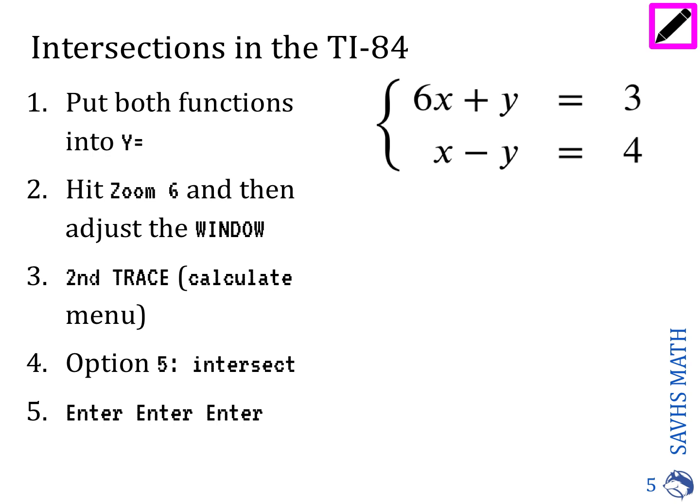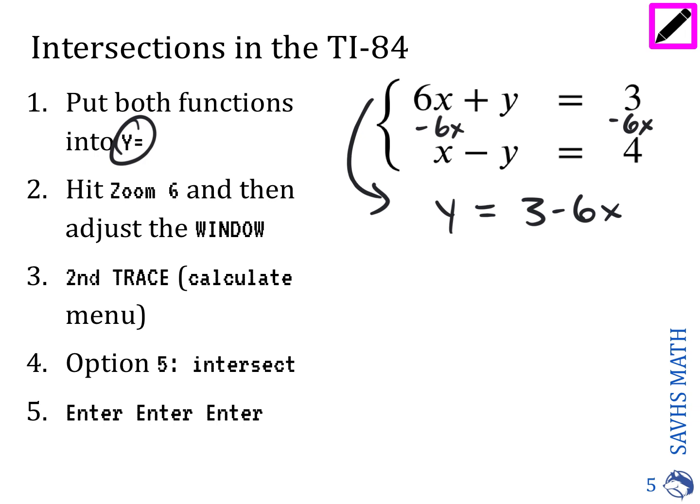We can do all of this on the graphing calculator, and so I'm going to put this on my screen. I'm going to do the work that I need to do before I can put it in my calculator, and then I'm going to switch to a new screen that will actually show you how to do it on your calculator. So I'm going to solve for y. And I know that I need to do that because my graphing calculator only accepts it when it says y equals. So this first equation gives me y equals 3 minus 6x.